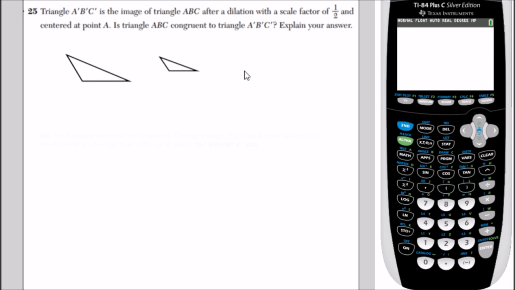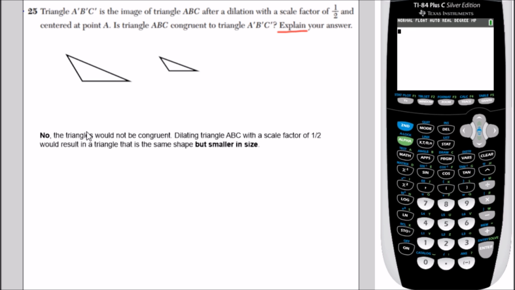So right away, no is the answer, but in order to get full credit here for a question like this, you need to explain your answer, which means you need to write a sentence to get full points. So we could say no, they're not congruent, because if we dilate with a scale factor of 1/2, the resulting triangle is the same shape, but it's smaller in size. So this would get us full credit.